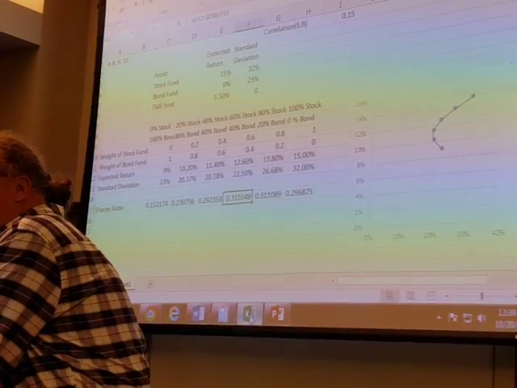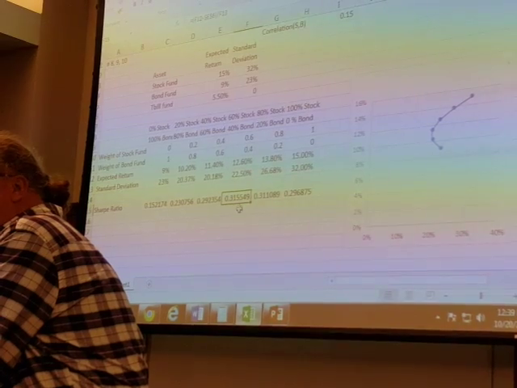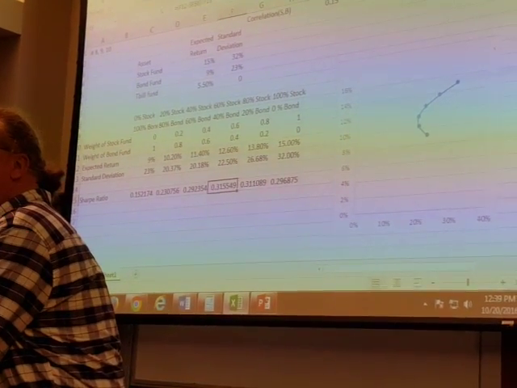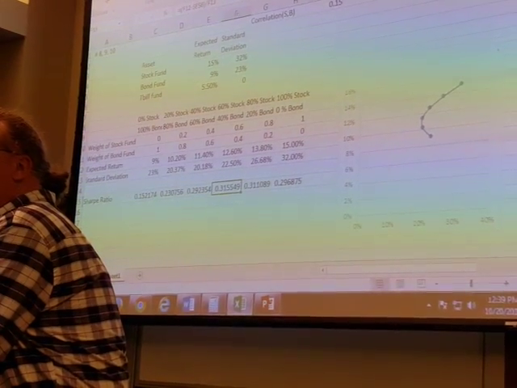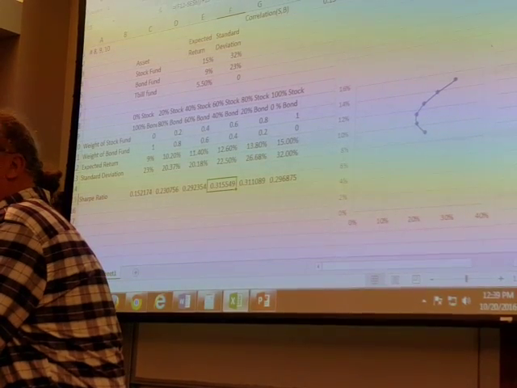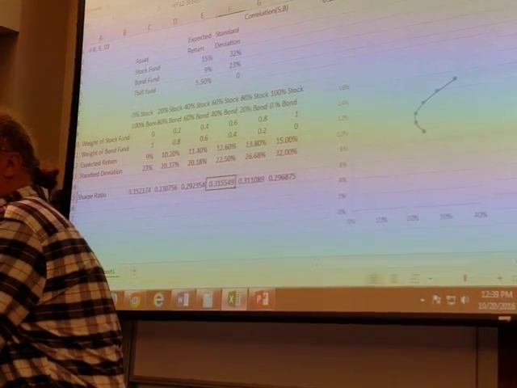So what is the Sharpe ratio of the best feasible capital allocation line? 0.315. Let's save this thing.